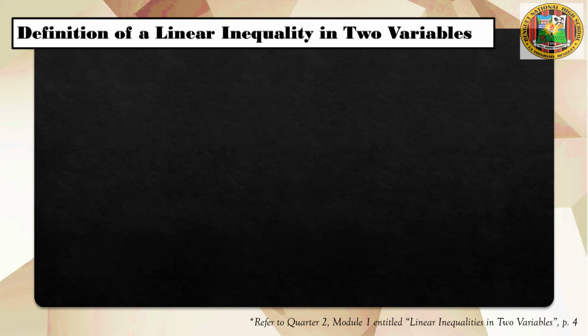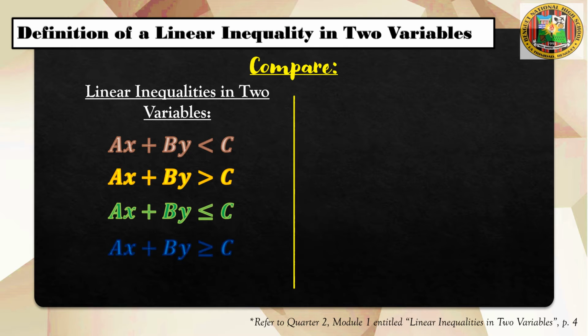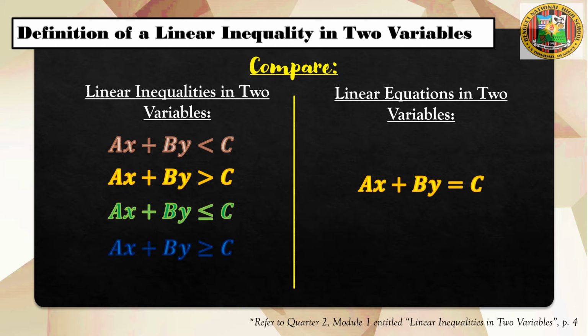To differentiate a linear inequality with a linear equation in two variables, we compare the forms that they are generally written in. As we have seen, linear inequalities can be written in four different forms, while linear equations can be written in just one form.